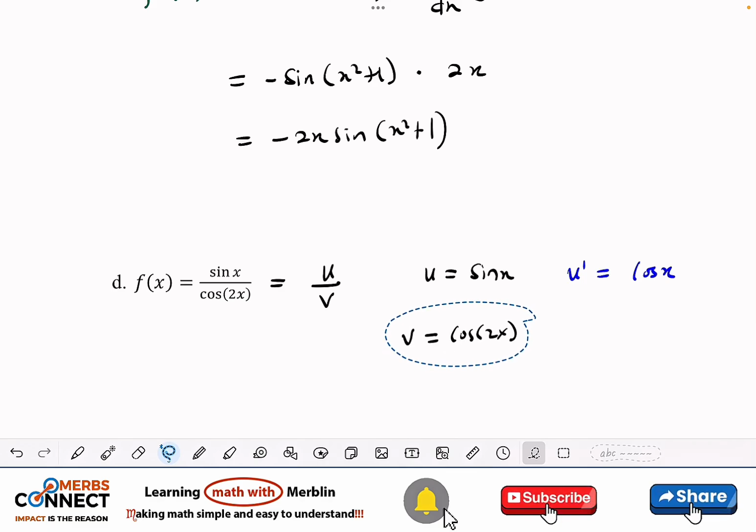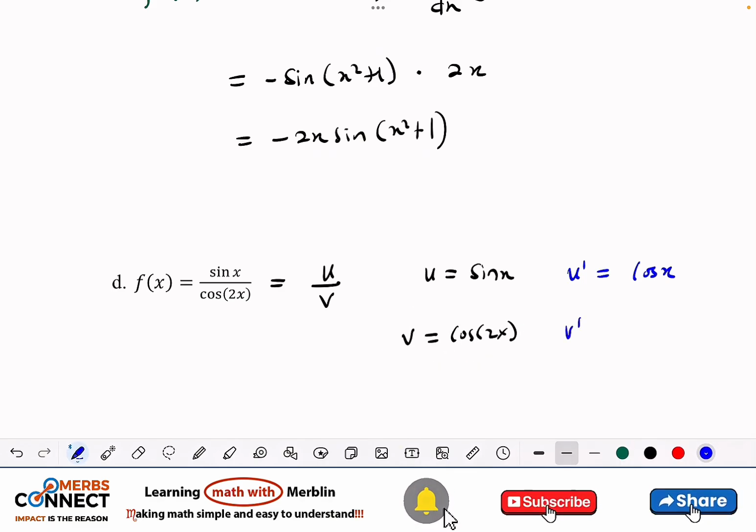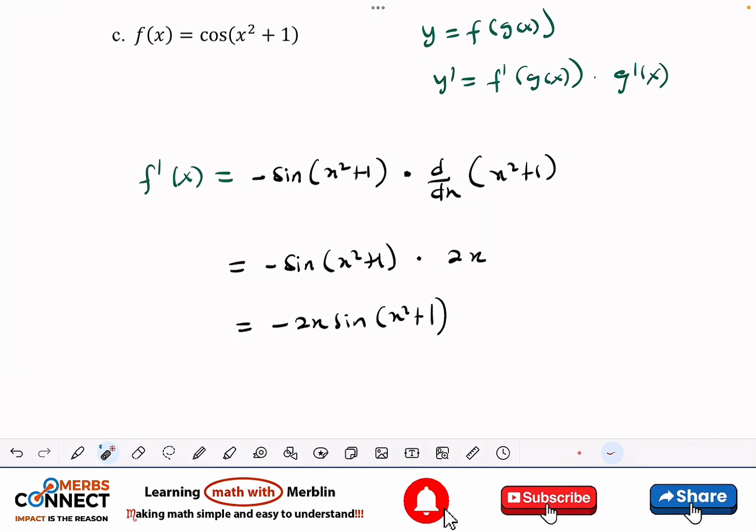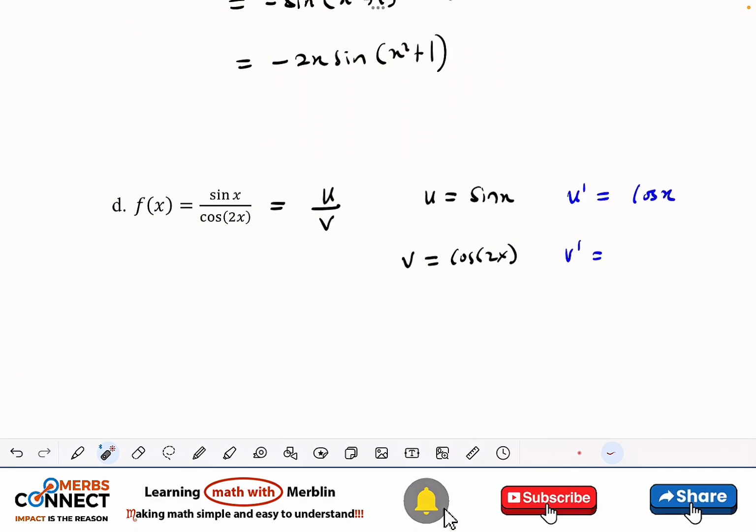And then with this one, v prime, we need to use the chain rule. I mean the first chain rule here. So first, the derivative will hit the first function, which is cos. So hit it and get negative sine, but I'm not going to touch what is inside the bracket. Then I'll multiply it by the derivative of what is inside the parentheses. So I'm going to have 2. So this is going to give me minus 2 sine 2x.